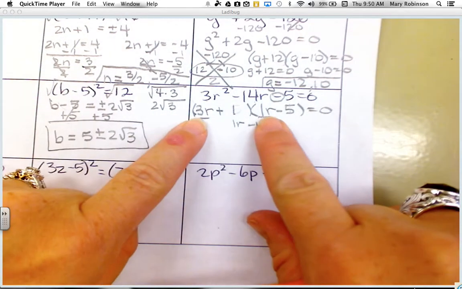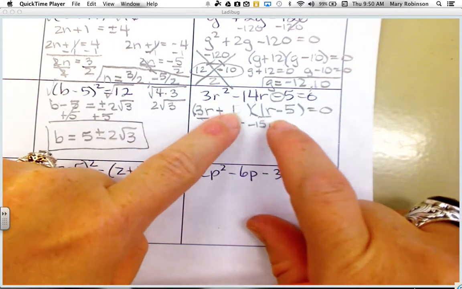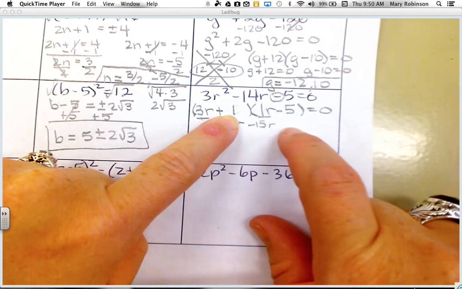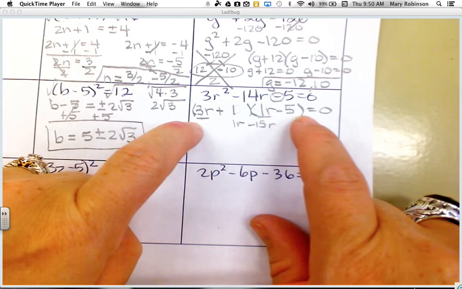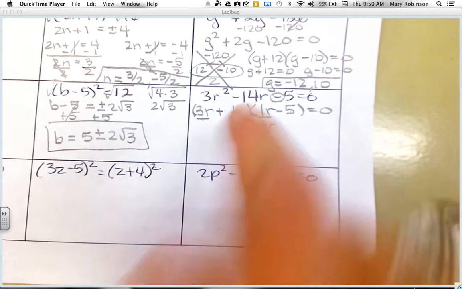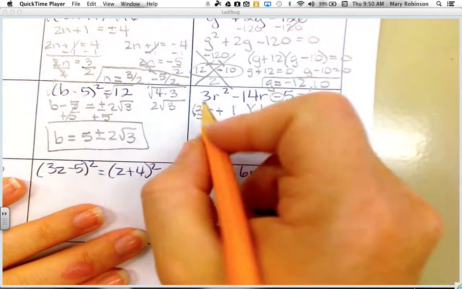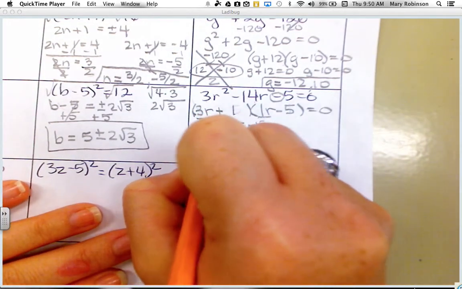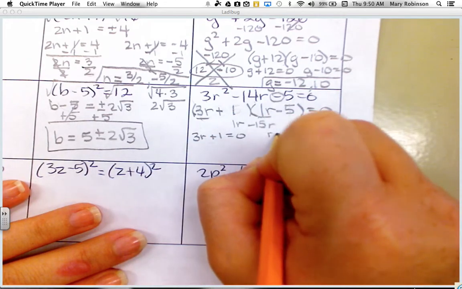Okay? So again, 3r times r is 3r squared. My 1 times negative 5 gives me my negative 5. But now I have stuff in the right place so that when I do inner and outer, I can get my negative 14r. Now why is that helpful? Because now all I have to do is set each factor equal to 0.